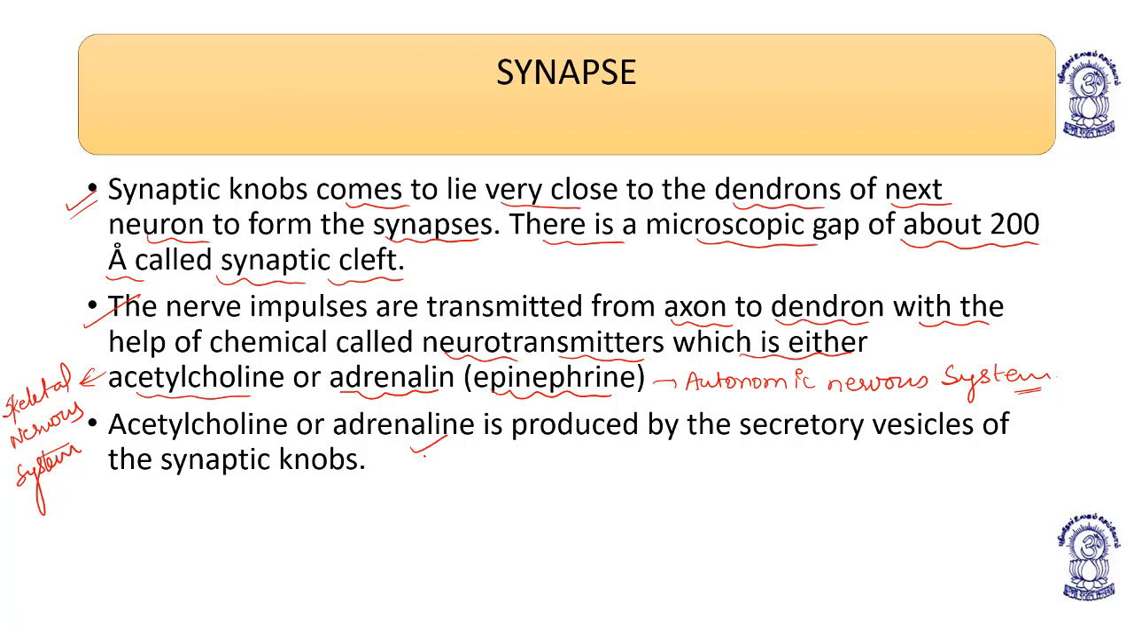Acetylcholine or adrenaline is produced by the secretory vesicles of synaptic knobs. So acetylcholine is the major neurotransmitter in case of the skeletal nervous system, also found in the parasympathetic nervous system, and adrenaline, epinephrine and norepinephrine are the primary neurotransmitters of the autonomic nervous system. Understood?